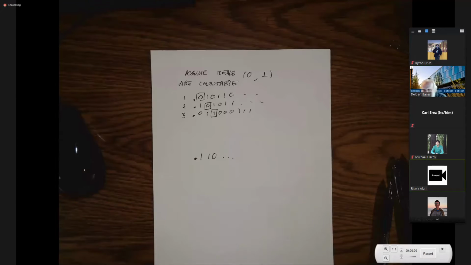Sorry, Professor, I don't know if I missed your explanation, but why is the diagonal specifically important? Why can't we just pick random values to construct our string that's not in the list? I don't think you can just make them random. Let's see what would happen if we did this. You could say randomly pick some position in the number and make that position in the thing that we're generating opposite.